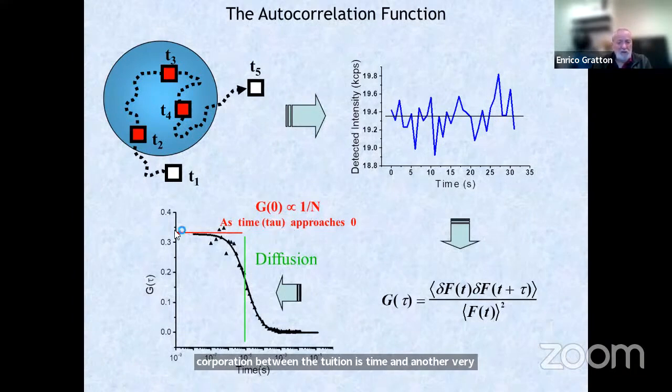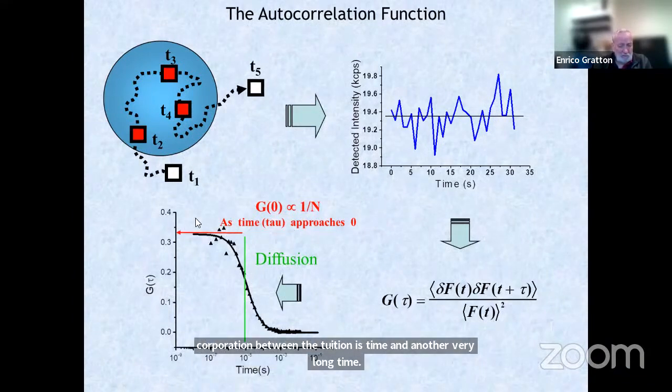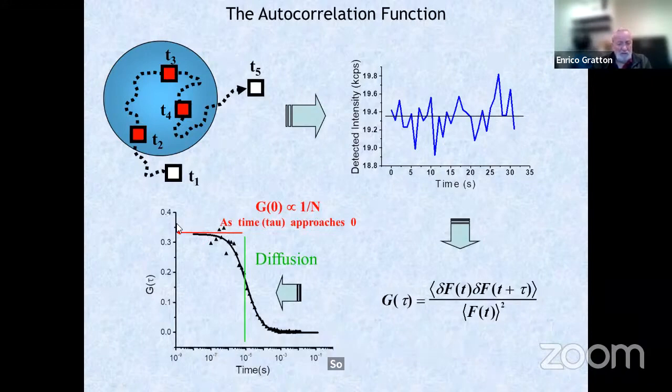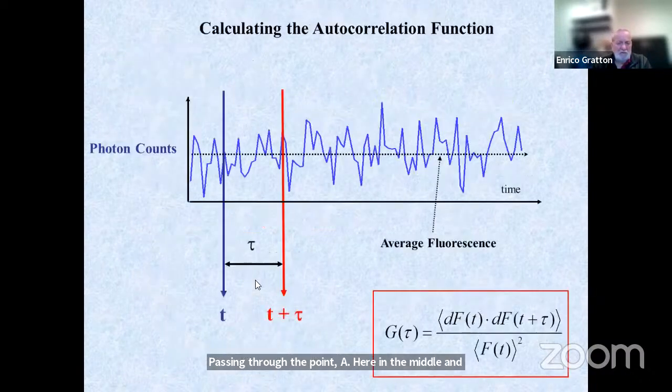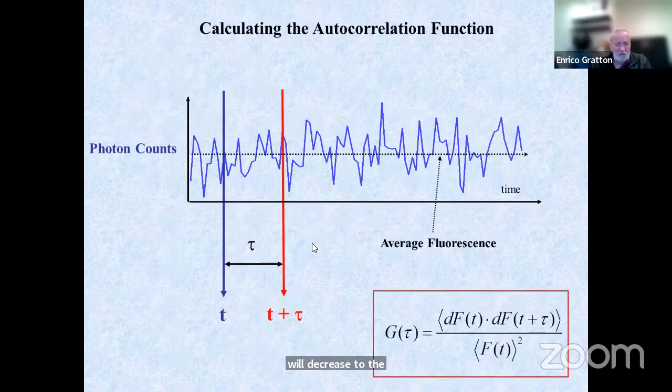So all the fluctuation that we will deal with in this part of the talk will start from a value and then will decrease, passing through a point here in the middle, and will decrease to a value. So remember the definition of the autocorrelation function, what it is.